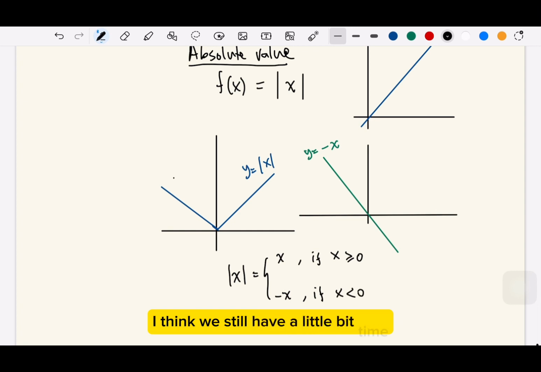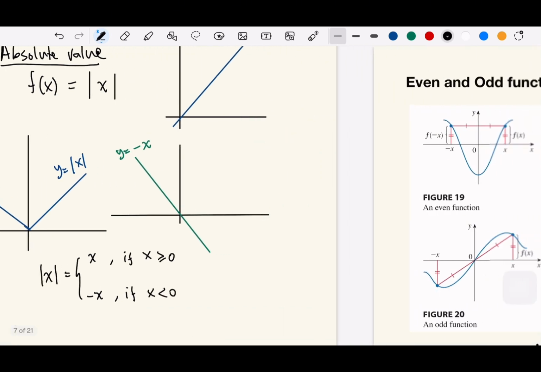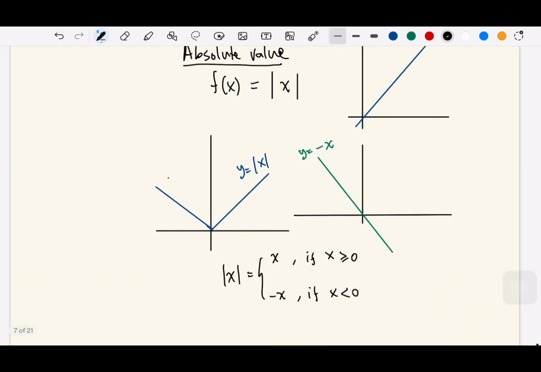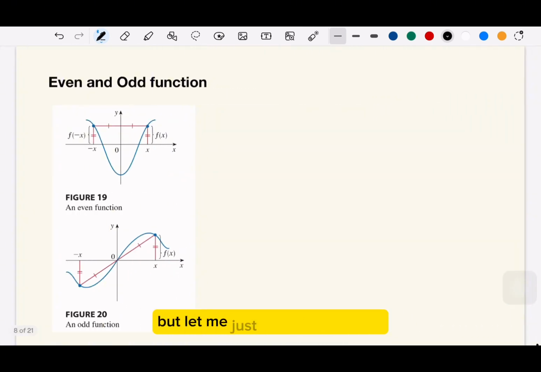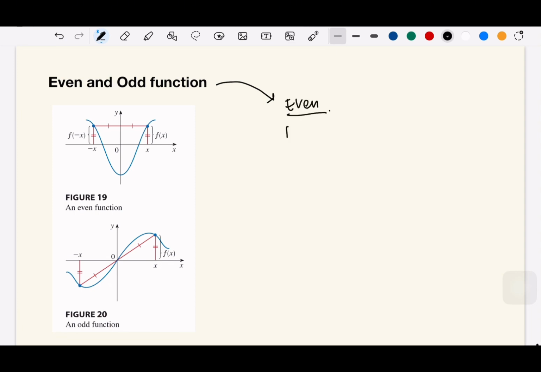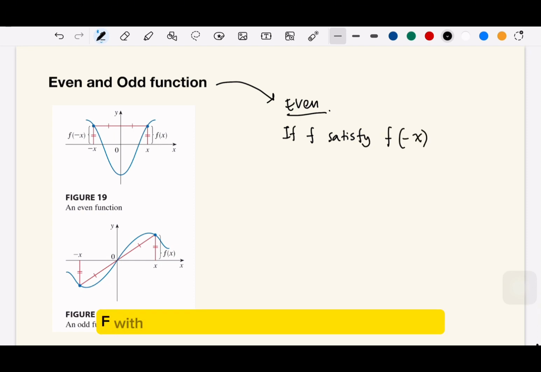I think we still have a little bit of time. I think I can complete all of it. I will review again next class, but let me just finish off with even and odd functions. The definition for even is: if a function satisfies f of minus x equals f of x. And the example is the normal quadratic function.